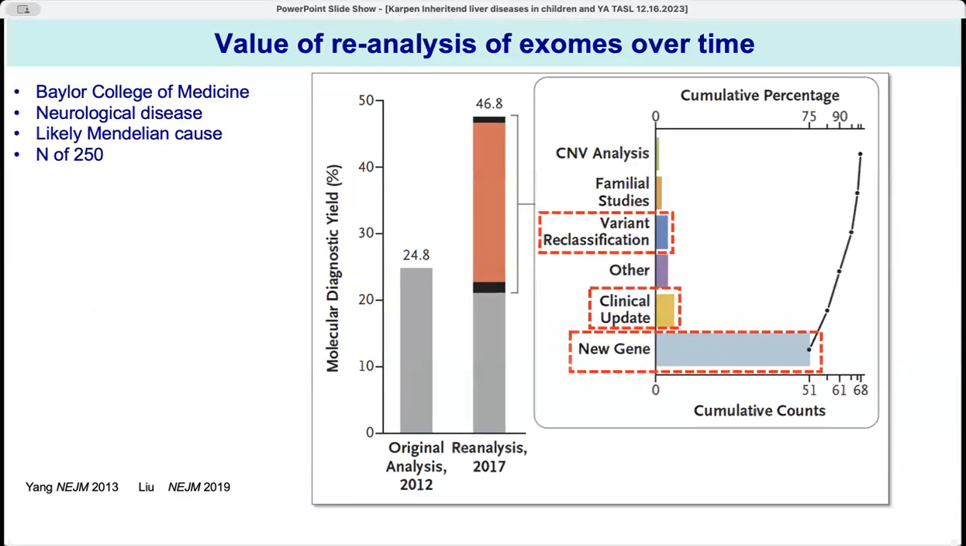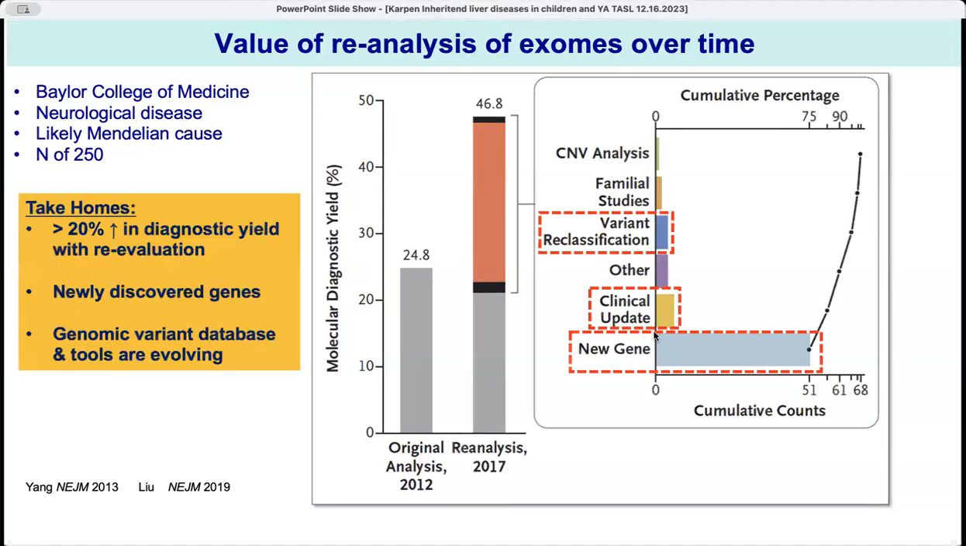Well, variants were reclassified. New information came from the clinicians. New genes were identified. The point being here is an over 20% increase in diagnostic yield with reevaluation, and this is the point where we're working on ways where we have to reevaluate these sequencing values.